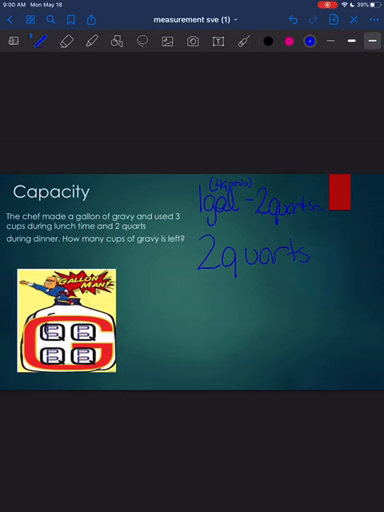But I'm not done because now I have to take away 3 cups. So I need to figure out how many cups are in quarts. In each quart, there are 4 cups. So in 2 quarts, there are 8 cups. And then 8 cups minus 3 cups equals 5 cups of gravy.